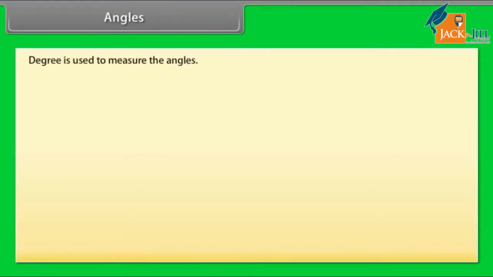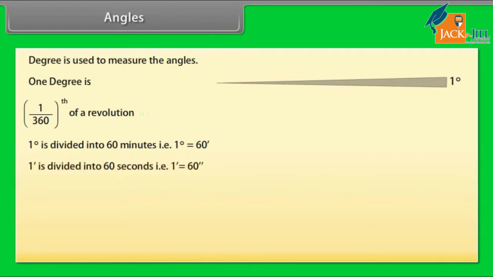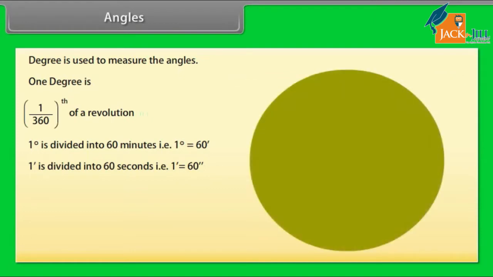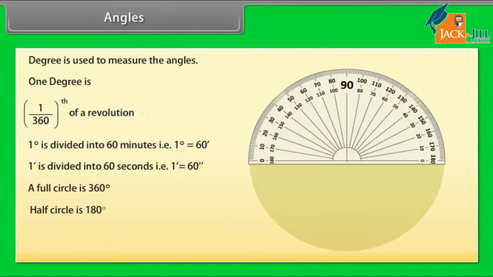Angles. How to measure the degree. Degree is used to measure the angles. 1 degree is 1/360th of a revolution. 1 degree is divided into 60 minutes. That is, 1 degree is equal to 60 minutes. 1 minute is divided into 60 seconds. That is, 1 minute is equal to 60 seconds. There are 360 degrees in one full rotation, one complete circle around. A full circle is 360 degree. Half circle is 180 degree.